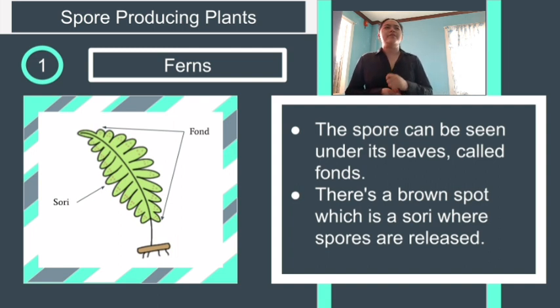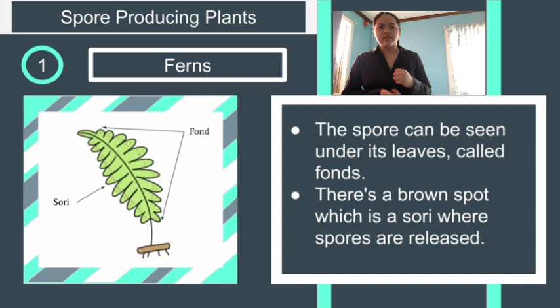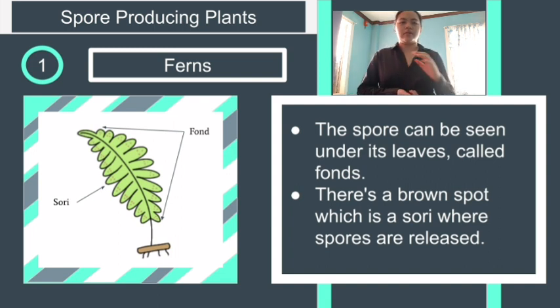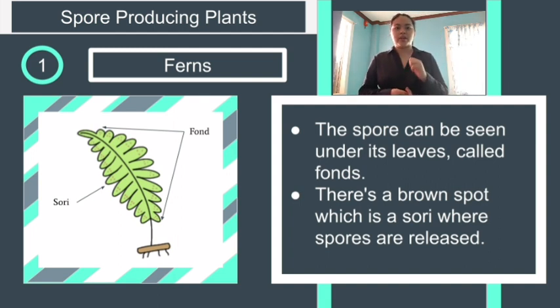Let's proceed to the first part of spore-producing plants, which is the fern. The spore can be seen under its leaves called the fronds, the big leaf. There's a brown spot, which is the sori, where the spores are released. Behind the big leaf, there are brown spots or really small dots where the spores are released through the wind.